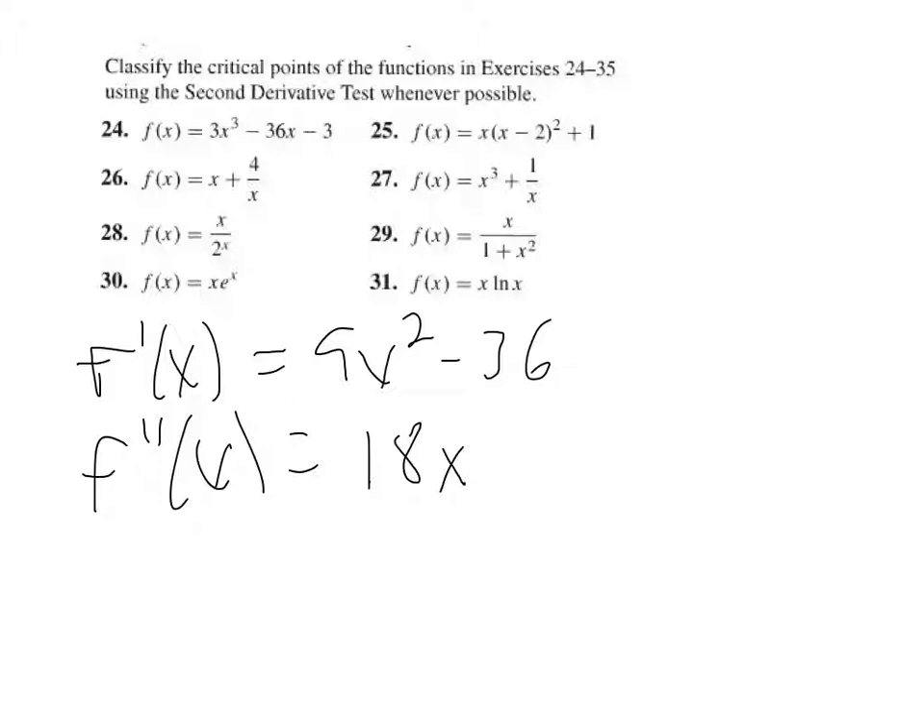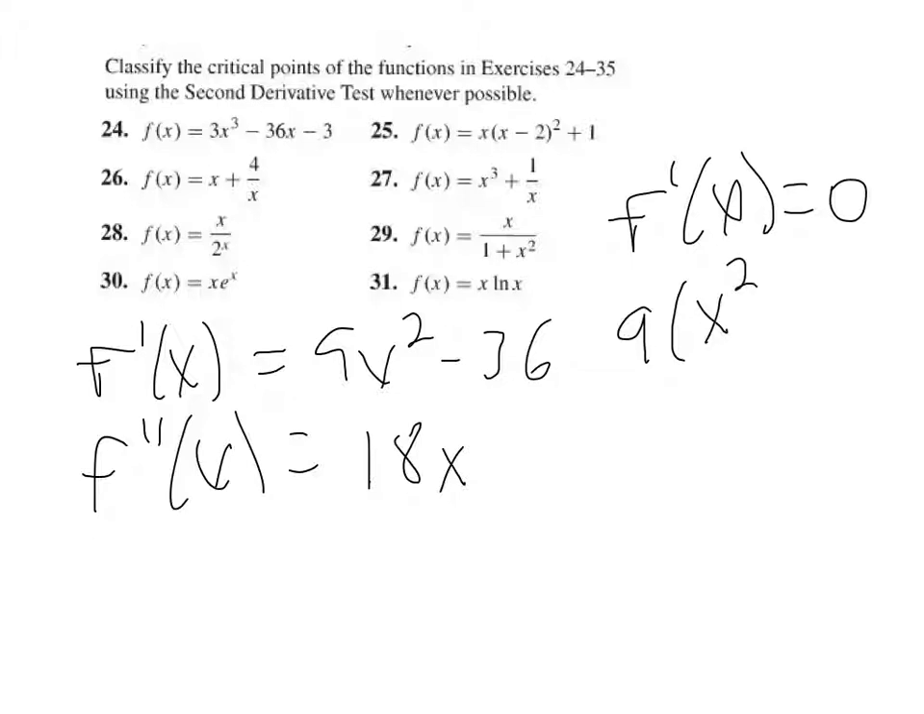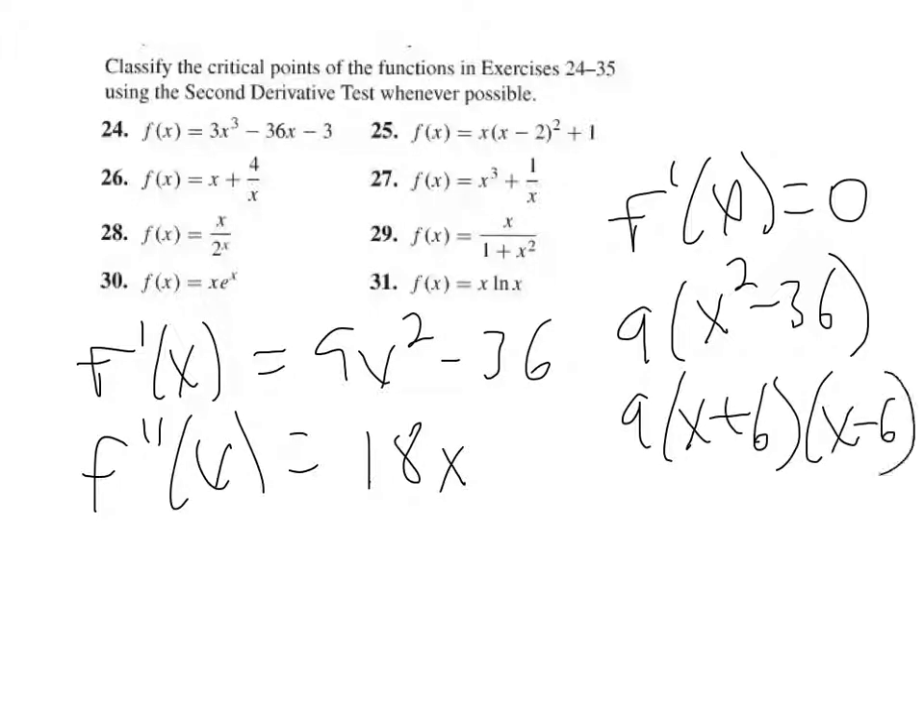So what you want to do is look for the zeros of the first derivative. You're asking yourself, when does f prime equal 0? Well, I can factor out a 9, and doesn't that leave x squared minus 36? And that factors to 9 times (x plus 6)(x minus 6). So I know that the zeros are negative 6 and positive 6.